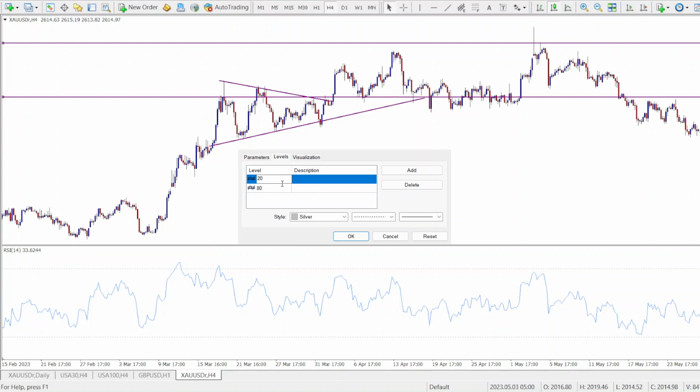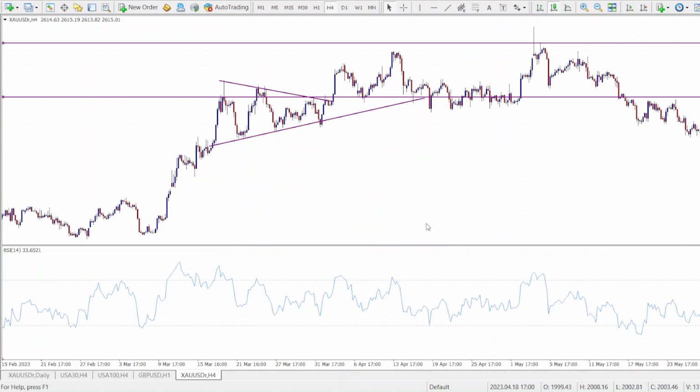So adjust it back to the default settings. Default settings are 30 and 70. Okay, so when the RSI is above 70, which is overbought territory, and starts to turn down, as we can see here, it signals a bearish reversal.